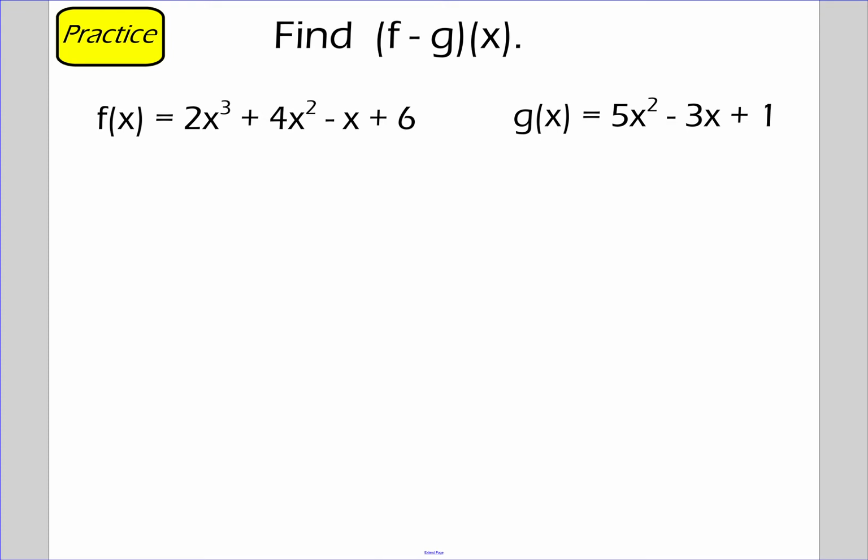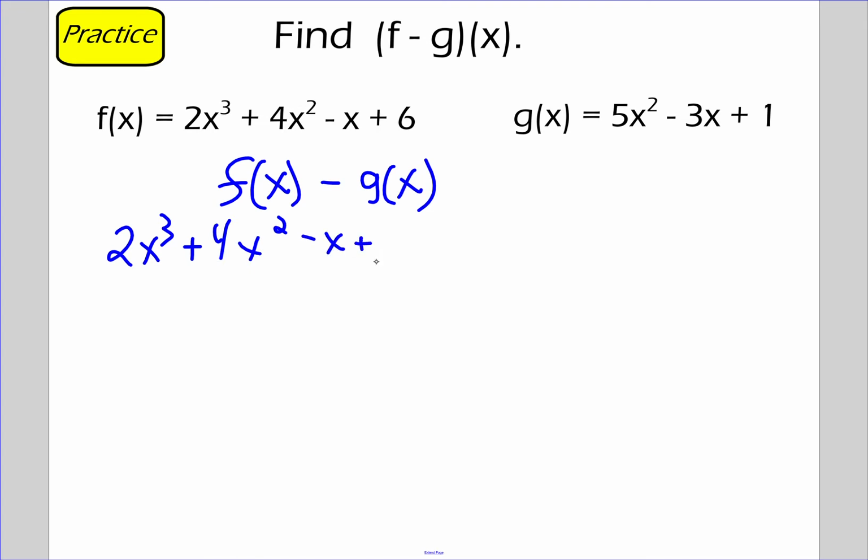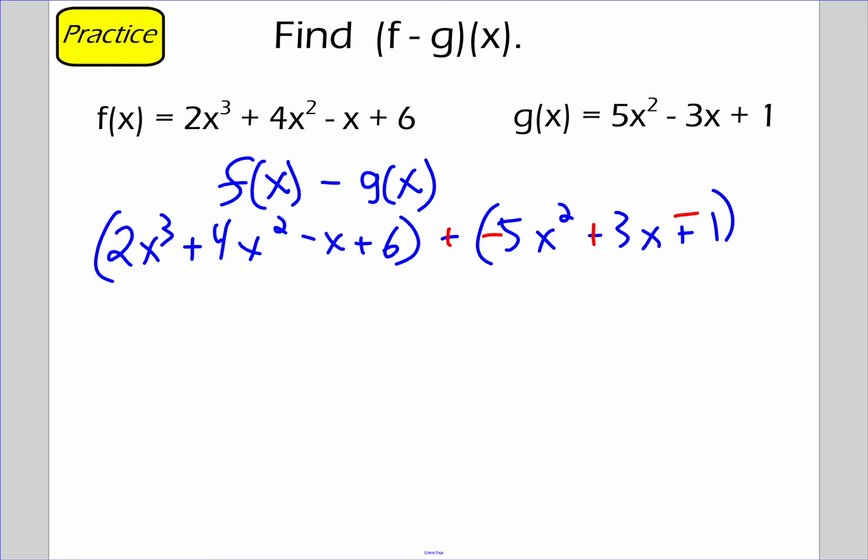Thinking back to adding, subtracting, and multiplying and dividing functions, we can see our notation here. That means take f of x and subtract off g of x. So we've got 2x cubed plus 4x squared minus x plus 6, and we're going to subtract off 5x squared minus 3x plus 1. So remember, when you're dealing with this negative, you've got to distribute that negative to everything. So if I go ahead and do that, boom, there we go.